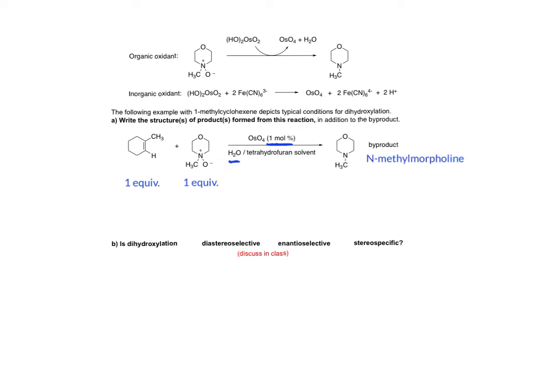N-methylmorpholine, which can be separated by acid-base extraction, and a racemic mixture of the 1,2-diol, with the hydroxyl groups cis to each other. In the class meeting, we'll discuss: is the dihydroxylation diastereoselective? Is the dihydroxylation enantioselective? Is the dihydroxylation stereospecific?